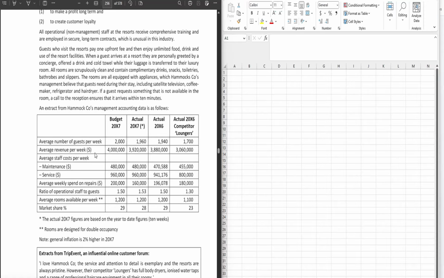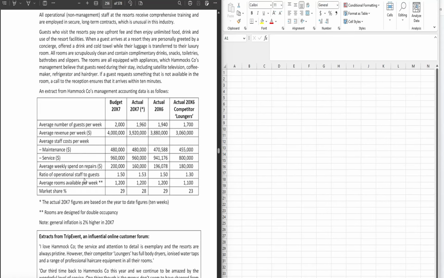Okay, then they have provided the average revenue, average staff cost, average weekly spend on repairs, ratio of operational staff to guests, average rooms available per week, and market share. The actual figures are based on the year to date figures of 10 weeks, and rooms are designed for double occupancy. They have provided a double star here, so that means the rooms are designed for double occupancy. Note, general inflation is 2% higher in 2007. So if we compare the inflation from 2006 to 2007, it's only 2% higher.